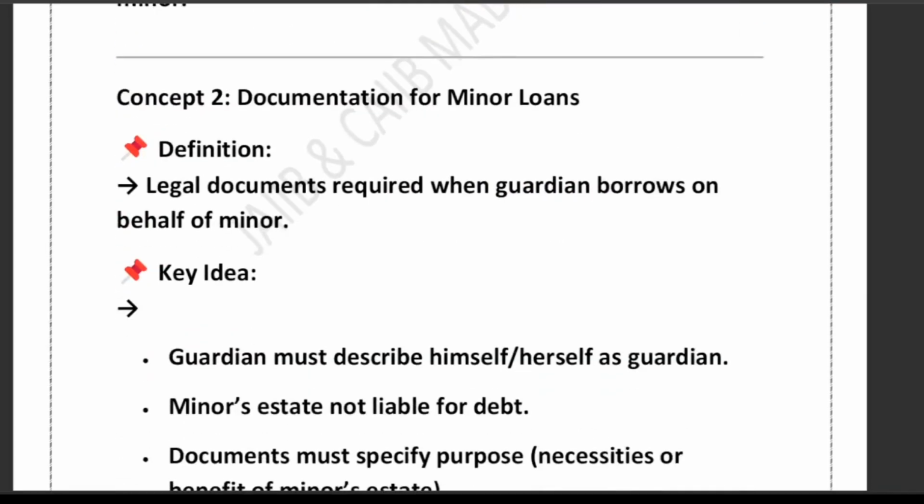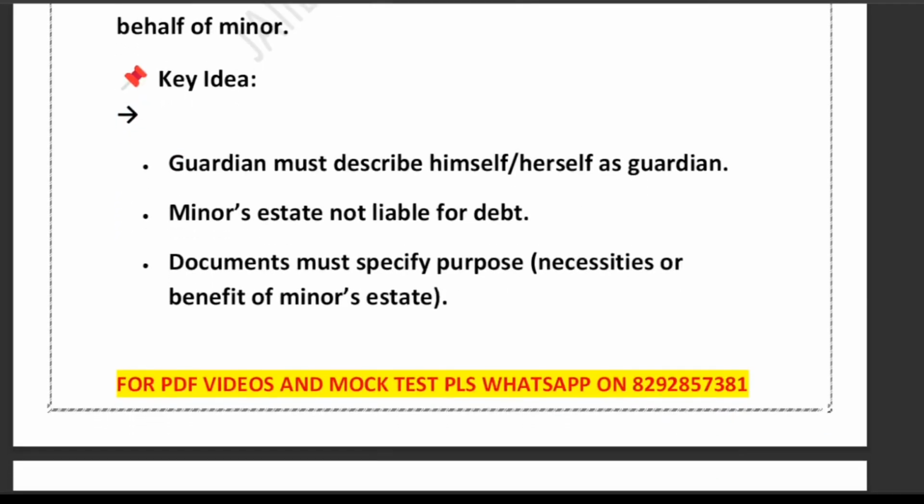Next concept is documentation for the minor loan. Legal documents are required when a guardian borrows on behalf of a minor. The key idea is that the guardian must describe himself or herself as guardian. That is the first thing. Second thing is that the minor's estate is not liable for the debt. Third thing is that the document must specify the purpose, which is the necessity for the benefit of the minor's estate.